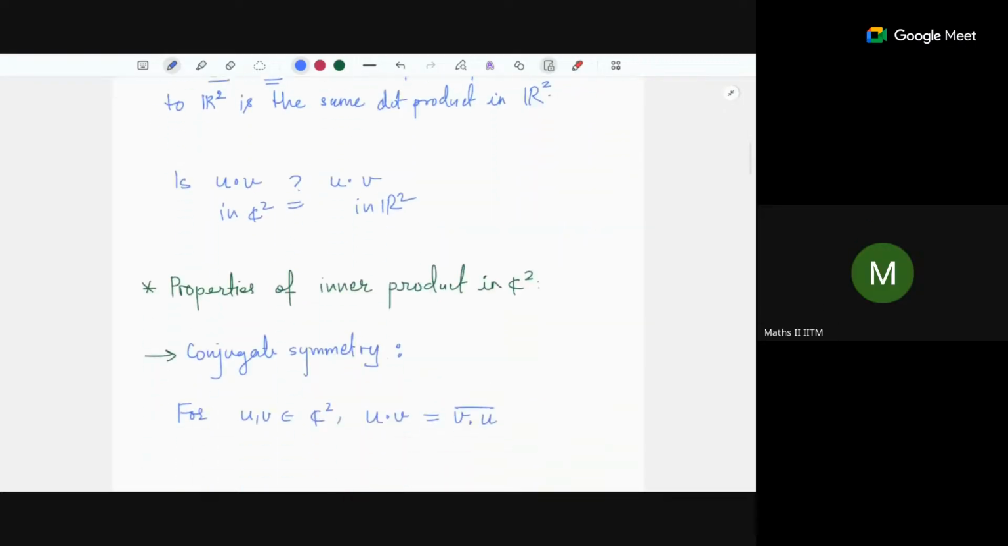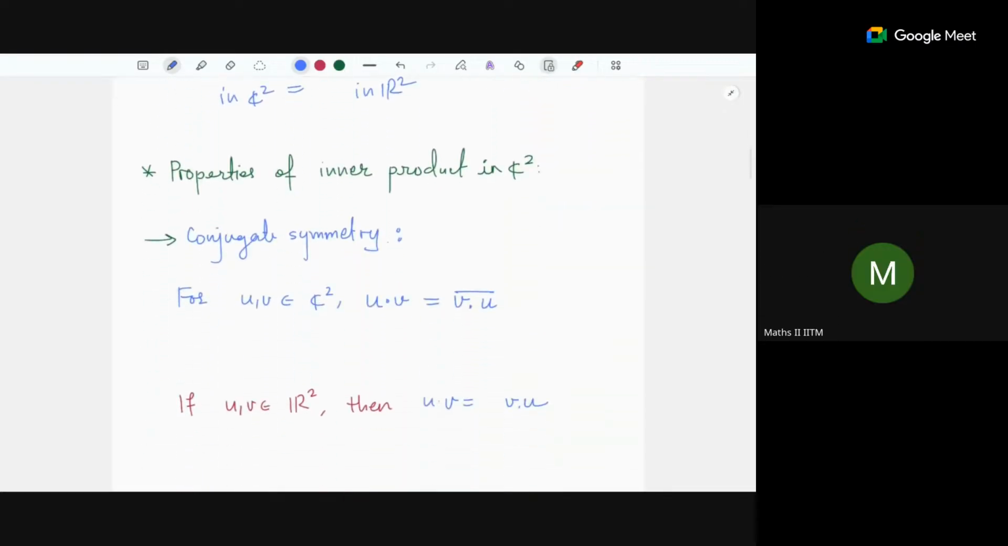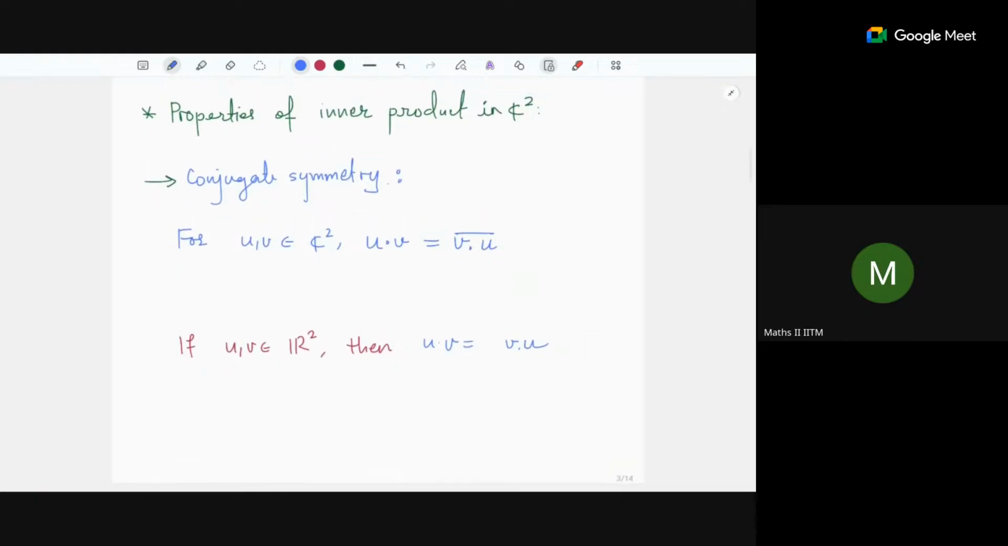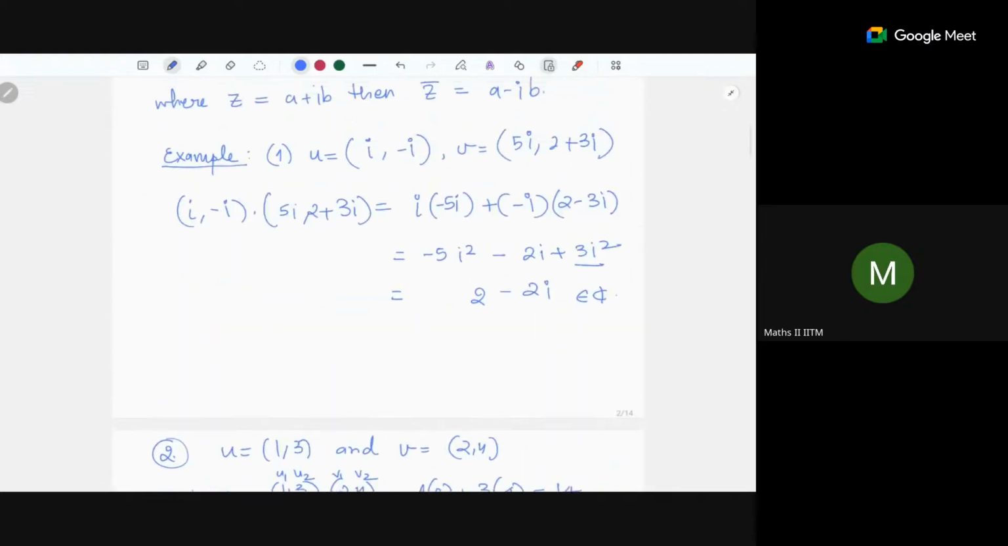Now let's see some of the properties of the inner product in C2. The first property is conjugate symmetry. What is conjugate symmetry? You have noticed that u dot v is a complex number. So u dot v is the same as the conjugate of v dot u. If you change the order, you will get v dot u, which is not equal to u dot v, but its conjugate is equal to u dot v.